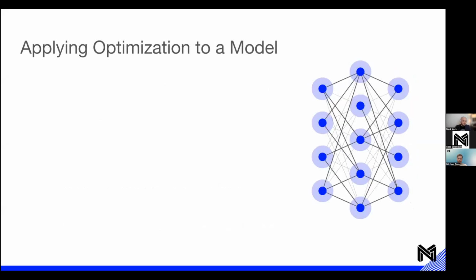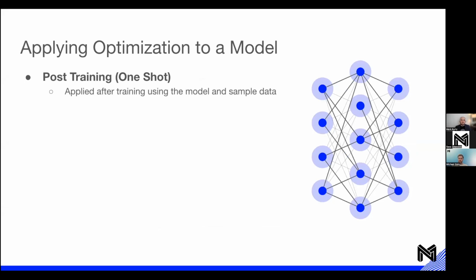And so let's walk through what it looks like to actually apply those optimizations to a model. So we have post-training, or sometimes referred to as one-shot. This is applied after training using the model and the sample data. So you can see we have faded out the old model, and then what we can do is use some sample data and quantize and prune and end up with a much smaller version than we originally had without retraining.